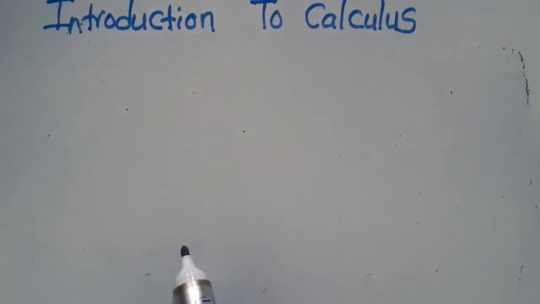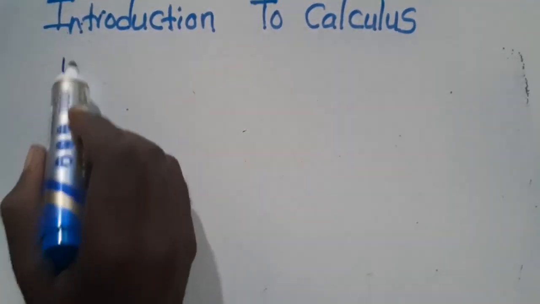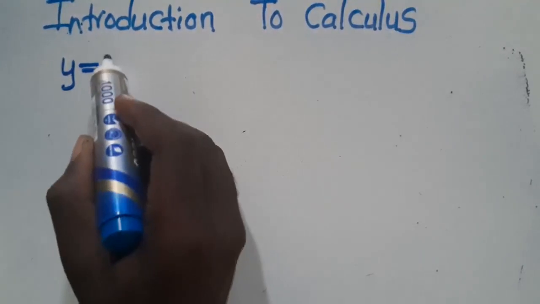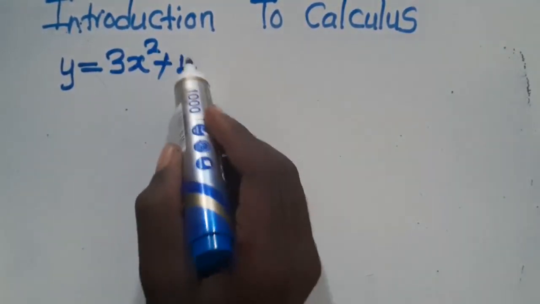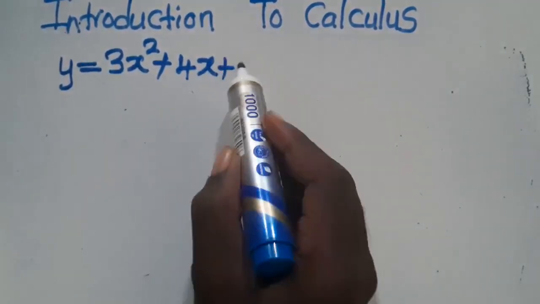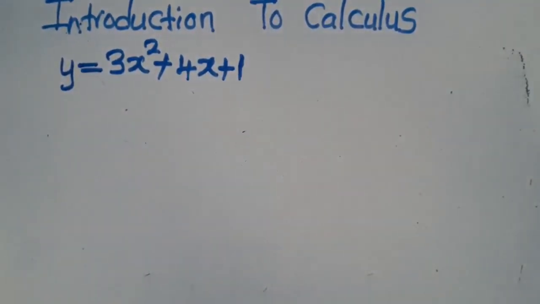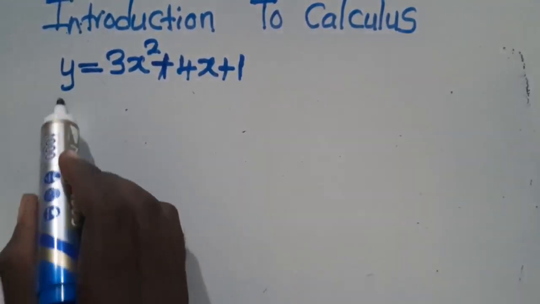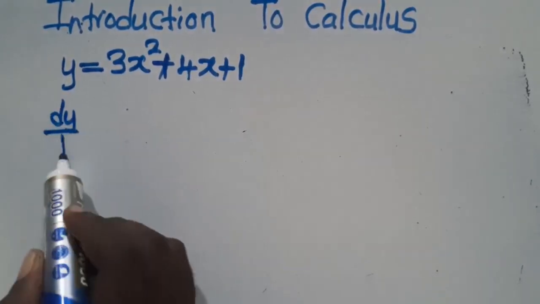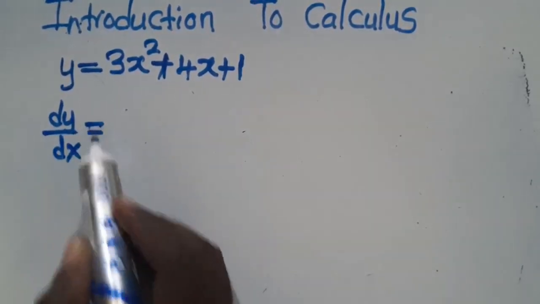So the equation that you are given is this one. y is equal to 3x squared plus 4x plus 1. So for you to find the equation of the normal and the equation of the tangent, the first thing is to differentiate. So differentiating, you find dy/dx is equal to what?